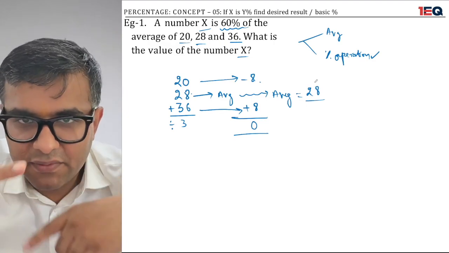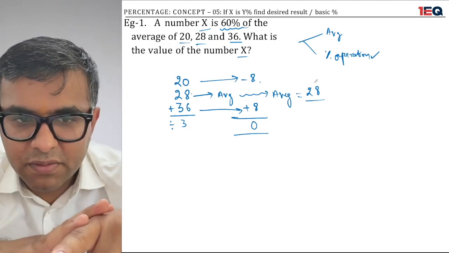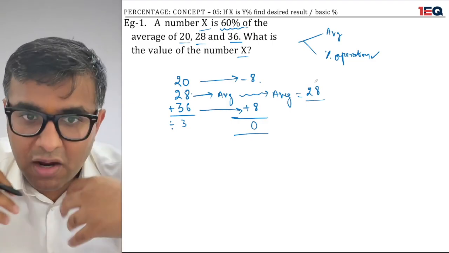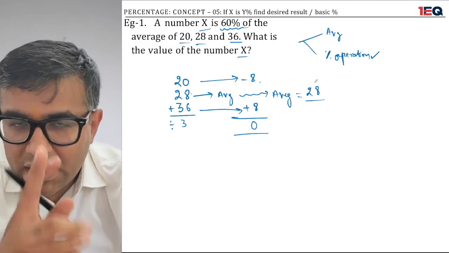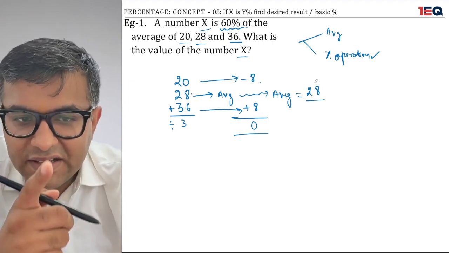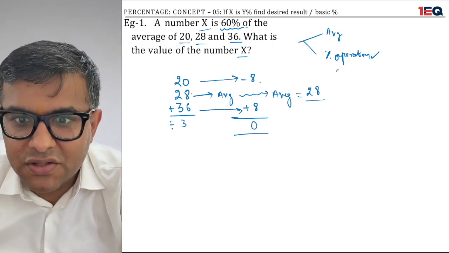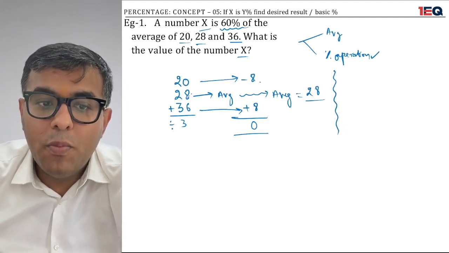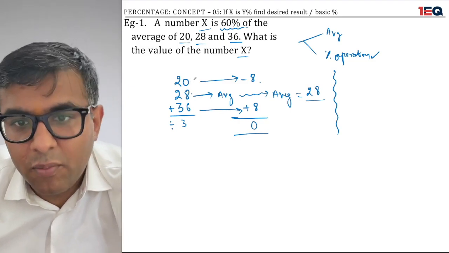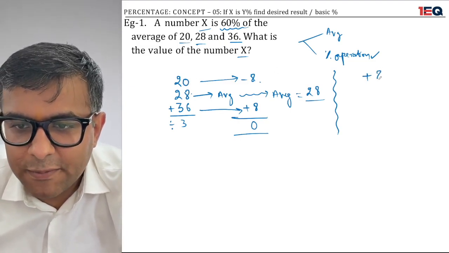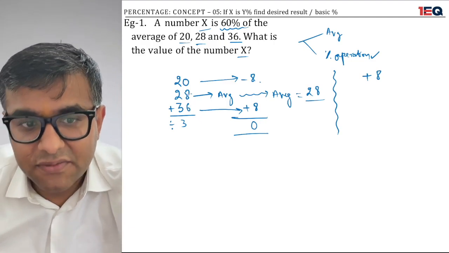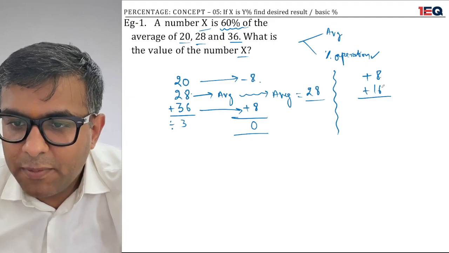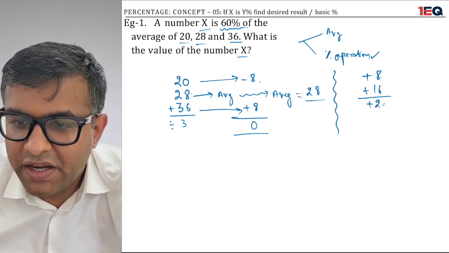I'll try to explain it one more time. I have three numbers with me: 20, 28, and 36. According to my method, I have to assume one number to be the average. Let's say I assume 20 to be the average over here. It will be easier for you to understand this. How big is 28 from 20? It says plus 8. How big is 36 from 20? It says plus 16. So if I add 8 plus 16, it comes out to be plus 24.